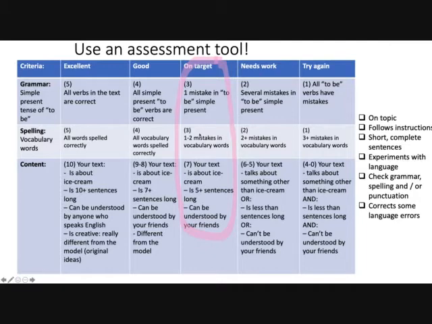Okay, so spelling, our targeted vocabulary words were words about ice cream, so there's 1 or 2 mistakes. And I've already told them that their text should be about 5 sentences long and should be understood by their friends. They should have short, simple sentences, but they should be pretty easy to understand. All right. And again, just a reminder that we can move backwards and forwards on this.